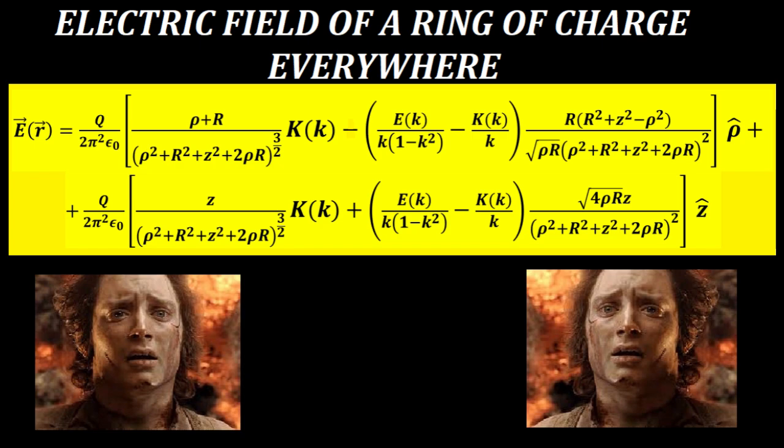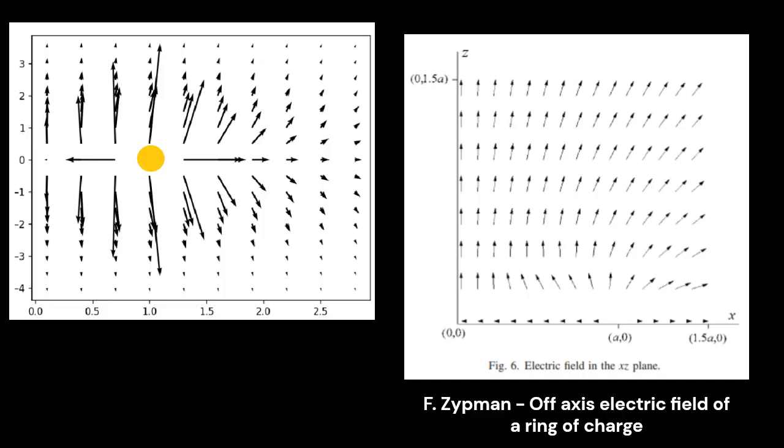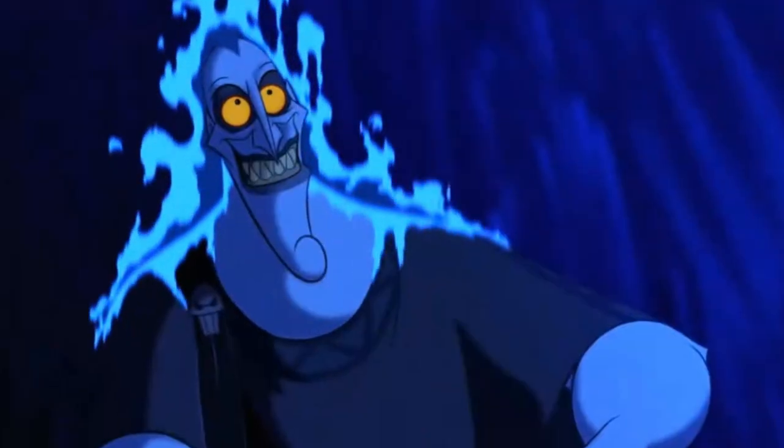I'm actually going to show you a plot of this field on the xz plane, and I did this both to show you and to show myself that I actually got this right, because this is the exact kind of problem where it's so easy to make a mistake in math. But yeah, comparing this plot to the stuff I found in the literature, it is a very good match, and this is in fact the correct field for the ring of charge everywhere.